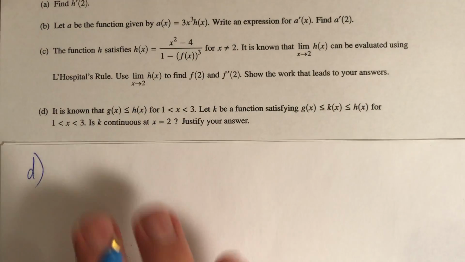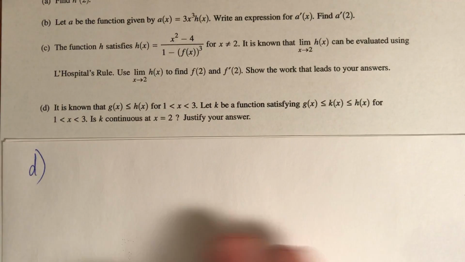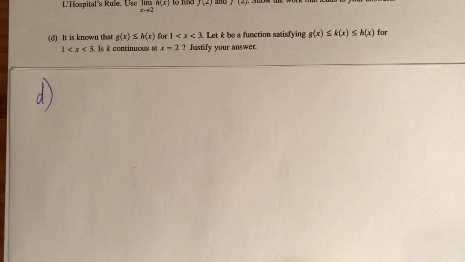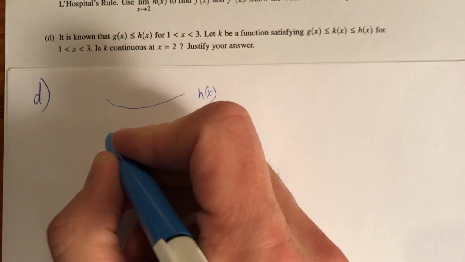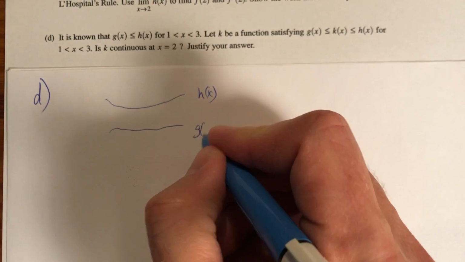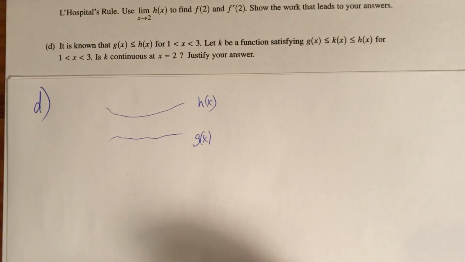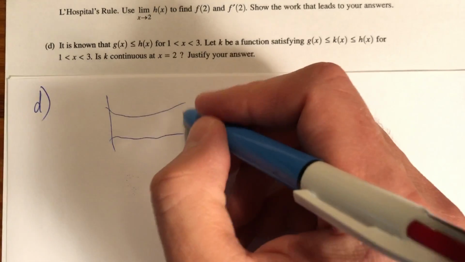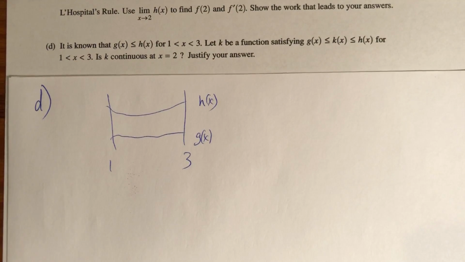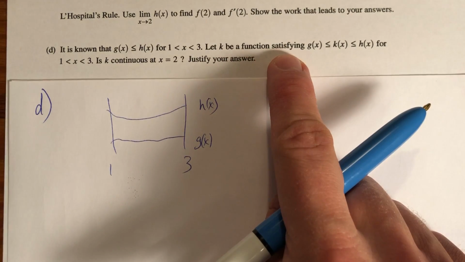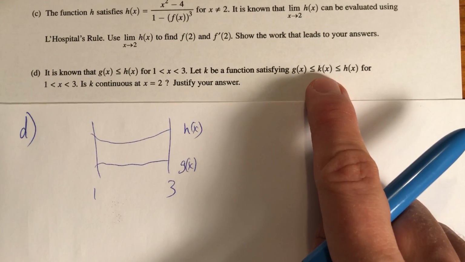So your first thought, and everything I'm going to draw, it might not be right, but it's just a thought process, okay? So if you're writing this, don't panic. So here's H, and here's G, okay? So G is less than or equal to H from 1 to 3, and we have a volleyball net. Let K be a function such that K is between them.